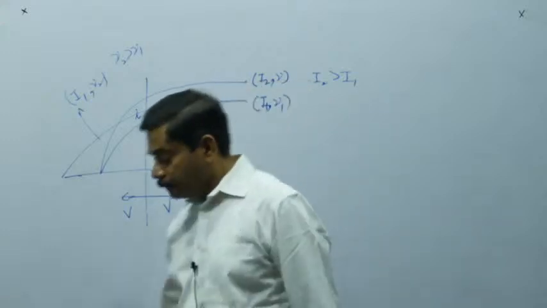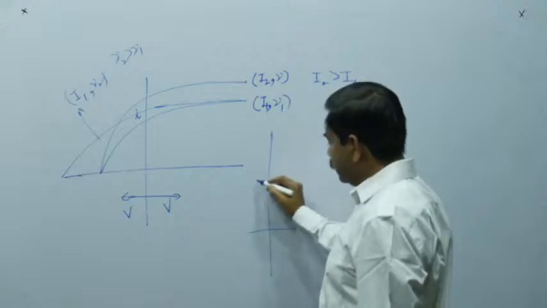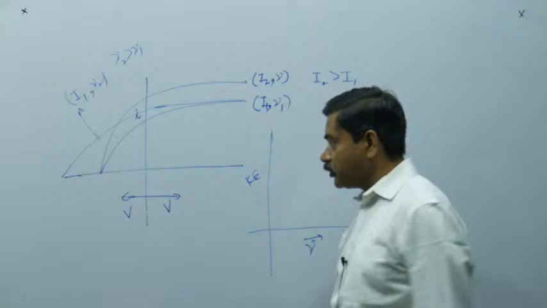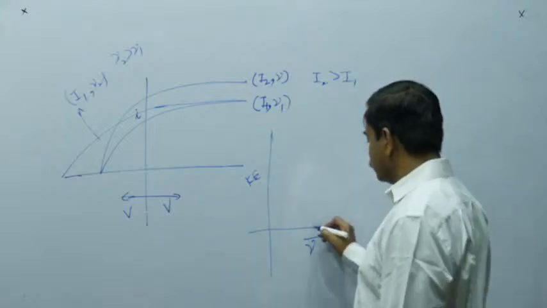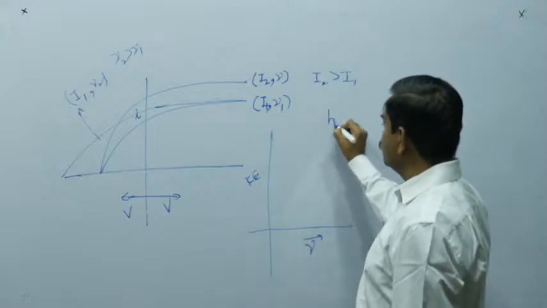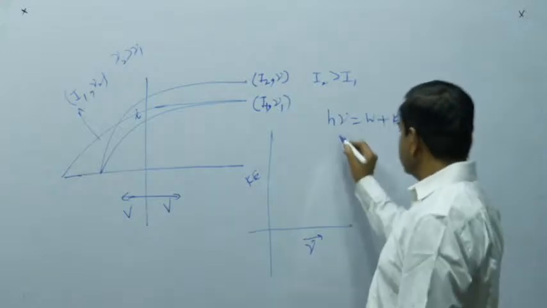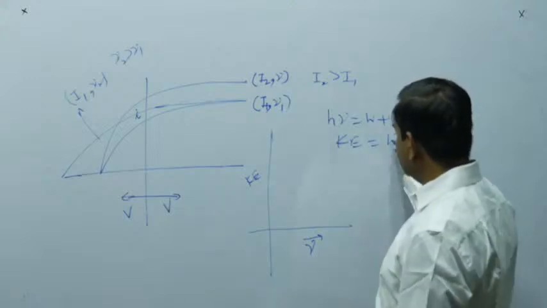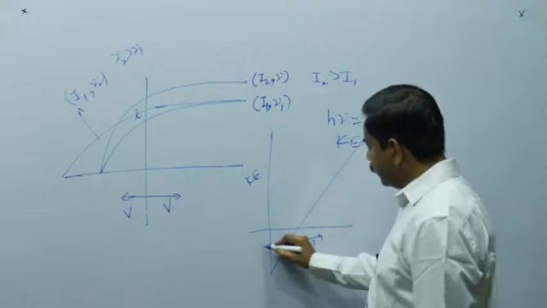Then there's one more graph, the graph for the kinetic energy Ke versus the frequency of the radiation. When the frequency of radiation is equal to the threshold frequency, the kinetic energy will be 0. And see the relation h nu is equal to W plus kinetic energy. That means kinetic energy is equal to h nu minus W. So h becomes the slope of the graph, W is the negative intercept.